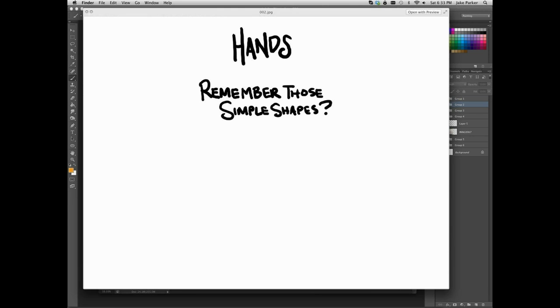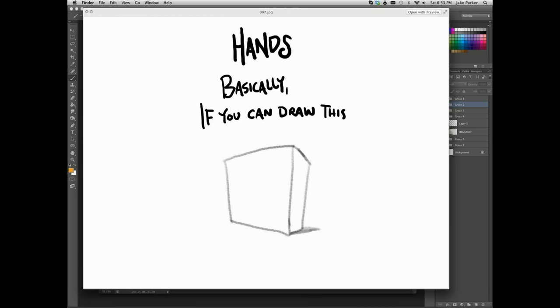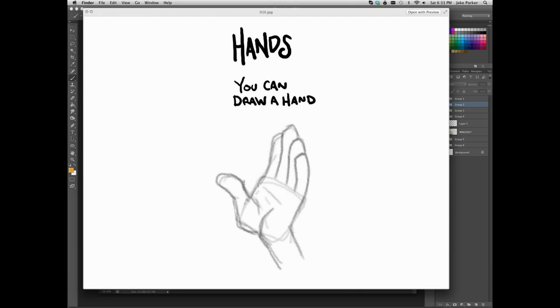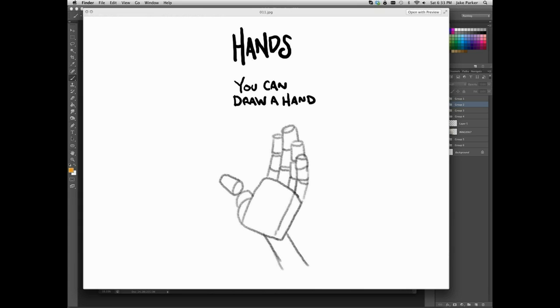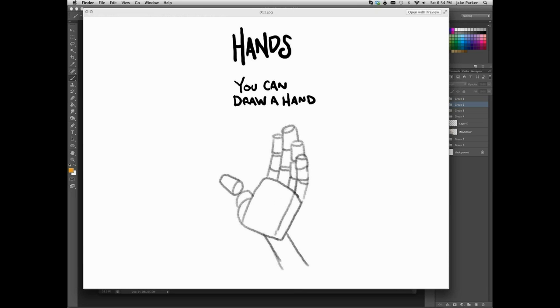So we talked about those simple shapes earlier, right? The square, the circle, the triangle. They apply to hands too, okay? Basically, if you can draw something like this, and you could draw these, then you, my friend, have got drawing a hand down. Yeah, all a hand is those pieces. Hands are complex. There's about as many moving parts in a hand as there are in a whole body, right? And when you're speaking of a character, you have to look at it as those basic shapes.